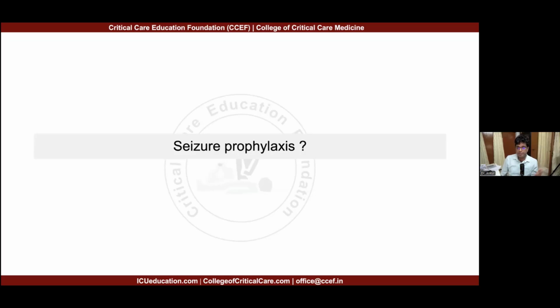Which agent should be used? Phenytoin can be used. But because of its safety profile, levetiracetam is also used. Some patients on levetiracetam may show a little bit of agitation, which is detrimental in traumatic brain injury. So for such patients, you can use valproic acid. But nowadays, levetiracetam is the standard, as it is safer to use. There are some case reports of hyponatremia with levetiracetam, but we haven't seen many. But if you get an unexplained cause, you can think of it.